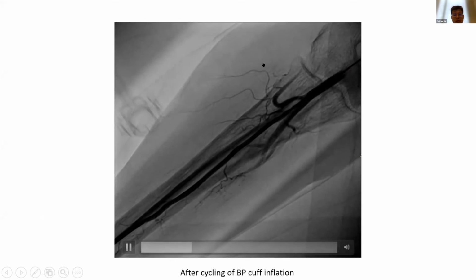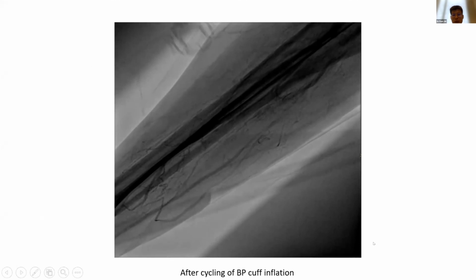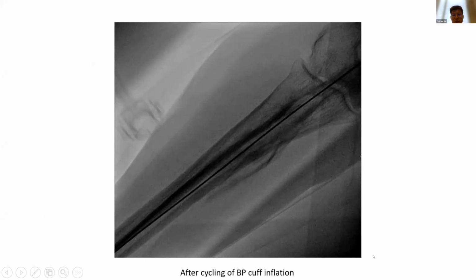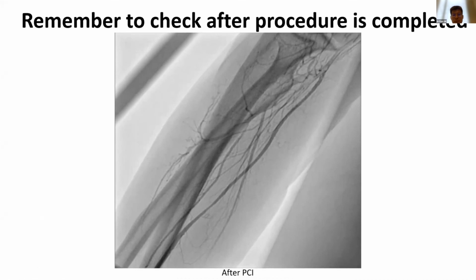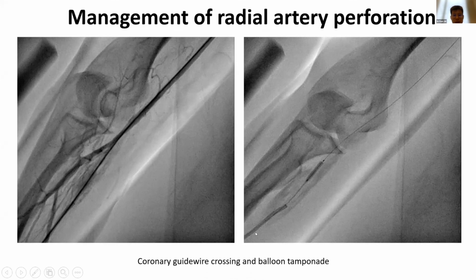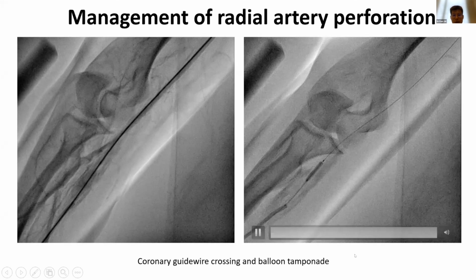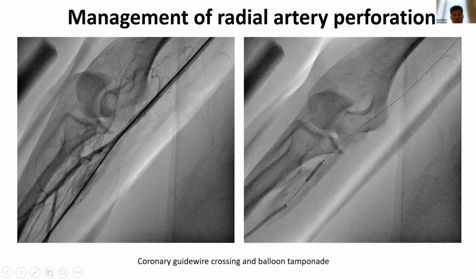And after cycling of a BP cuff inflation, you can see that the perforation and the extravasation has much improved, and the procedure was continued. And after the procedure was done, we did an angiography to make sure that the site and the perforation has healed. Another method is to use the balloon tamponade, as shown here in this right-hand diagram, to seal off the perforation.